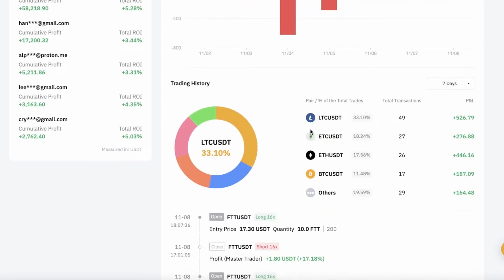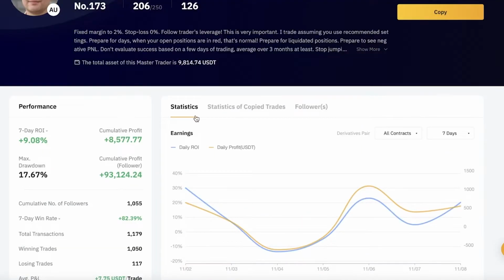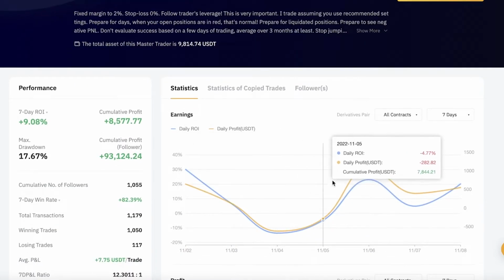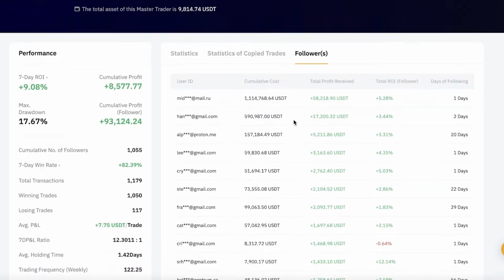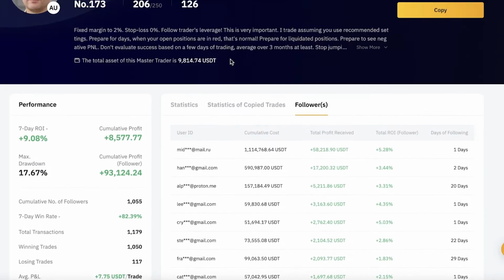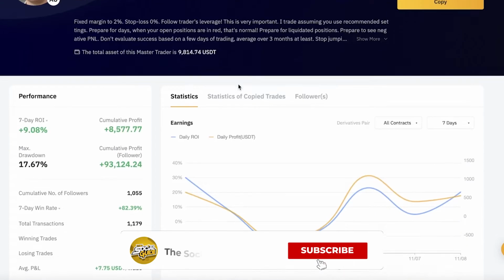Take a look at the trading history, the overall pair tokens of trades, and the overall earnings, daily ROIs, and daily profits as well. You can also take a look at their followers, how much profit they have received as well. Now, going on ahead, let's say I like this person's trading strategy.